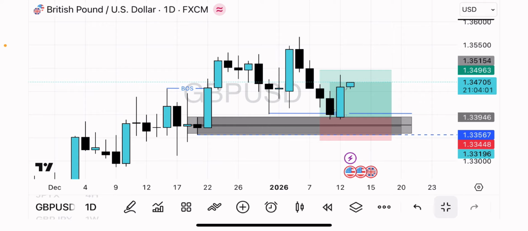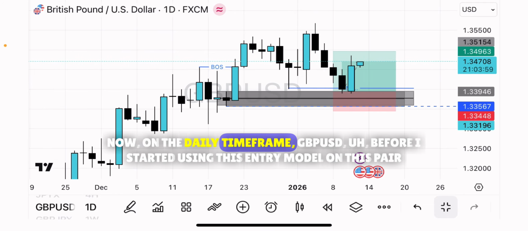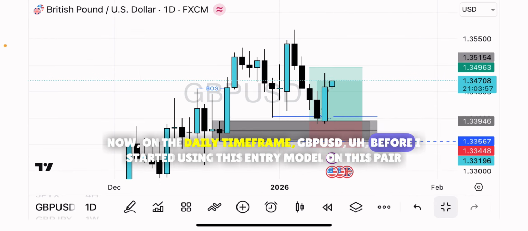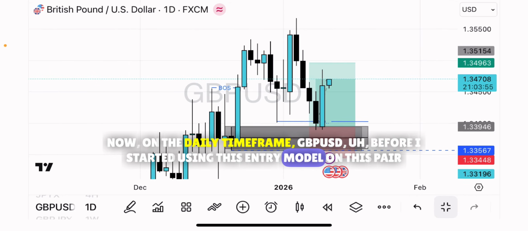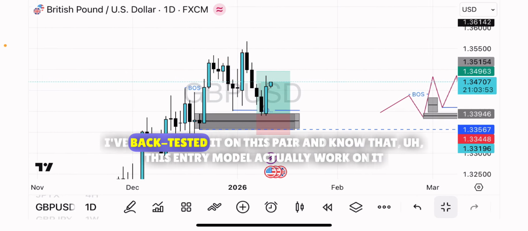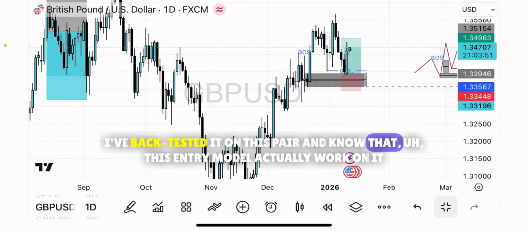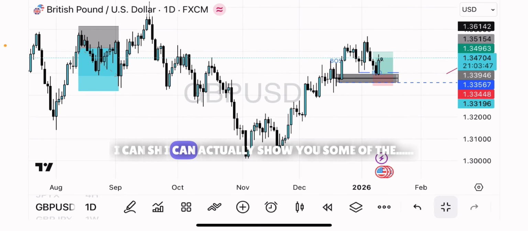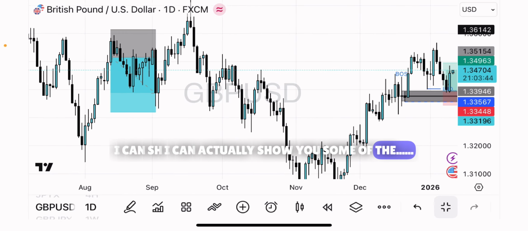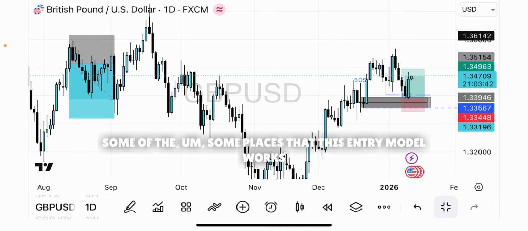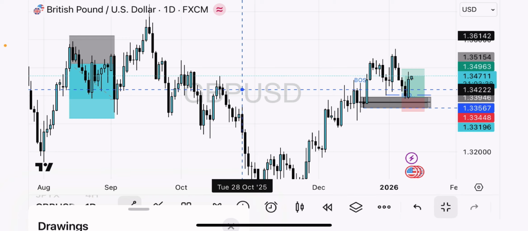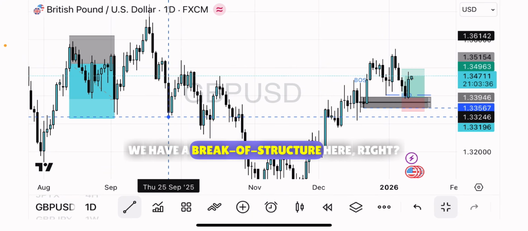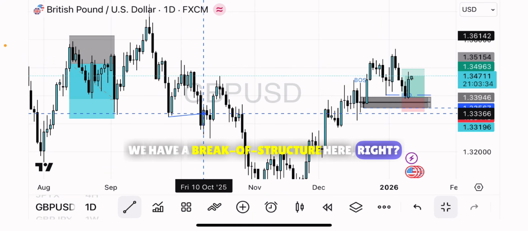So now let's go to the trade so that I can explain it to you on the trade. Now on the daily time frame GBPUSD, before I started using this entry model on this pair, I've backtested it on this pair and know that this entry model actually works on it. I can actually show you some places where this entry model works. Let me show you this one. We have a break of structure here, right?